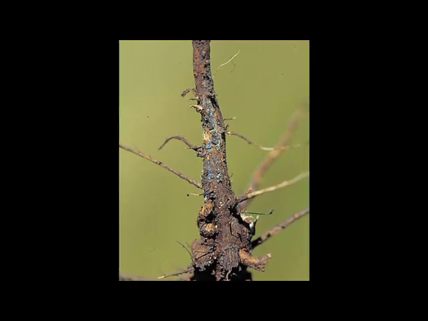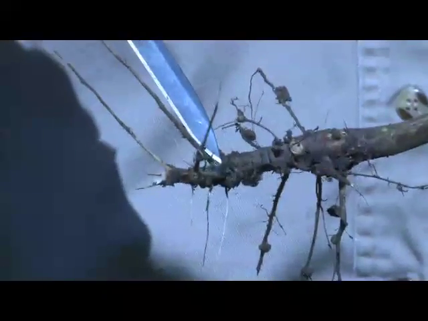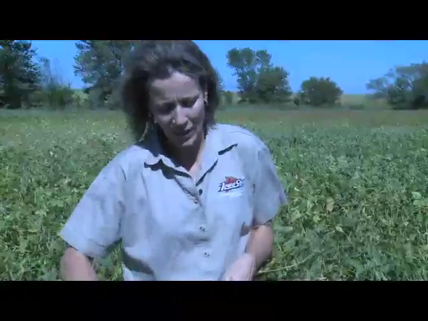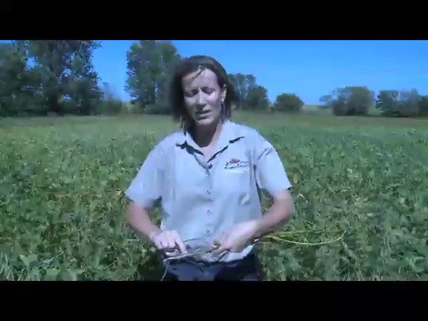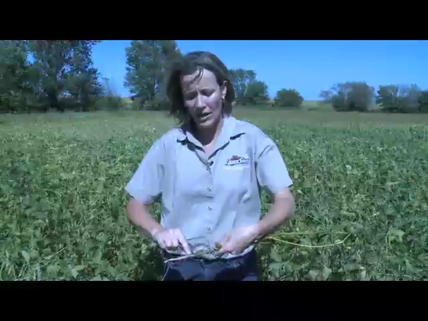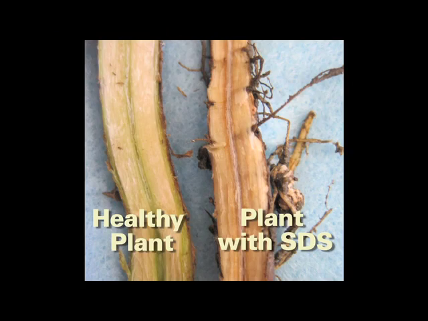The other thing that we see with SDS is we see severe root rot. Sometimes you might even see the blue of the fungus growing on the outside of the root. If you slice open the roots, you'll see that the inside of the taproot of the plant is discolored brown. It's not a creamy white color like you would see with a healthy soybean plant.